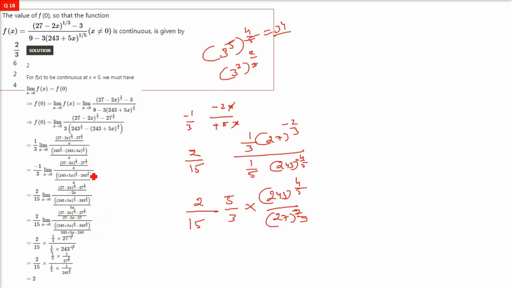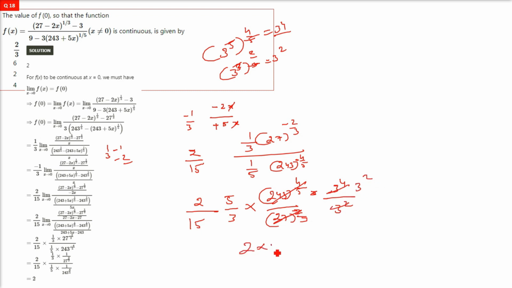So you have 3 raised to the power 4 divided by 3 raised to the power 2. That is 3 into 3 into 3 into 3, and in the denominator you have 3 into 3. So 2 threes cancel, you will get a 9 in the numerator for this. The rest of the constants are already there, 2 by 15, 5 by 3, all is there. But you get here 3 raised to 4, and you have 3 raised to 2. So this gets cancelled, 3 square it is.